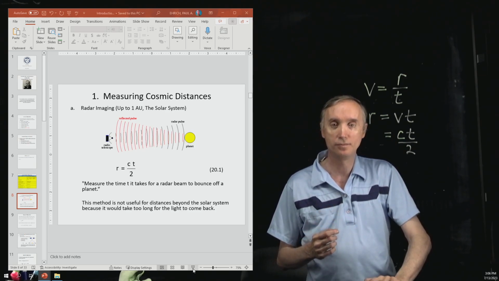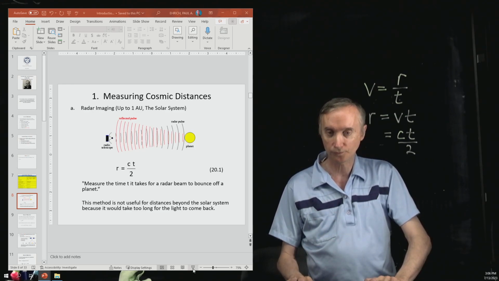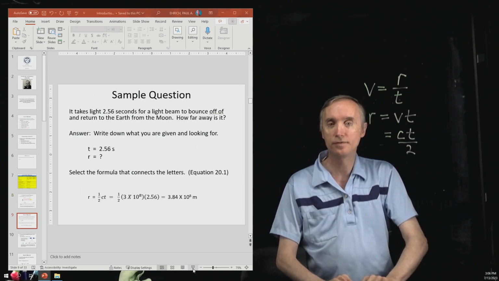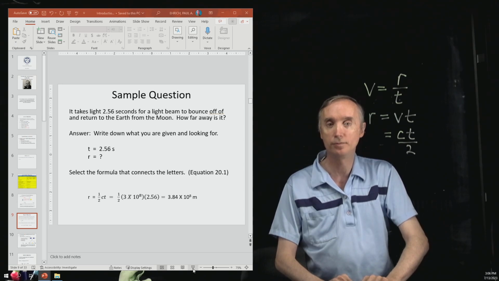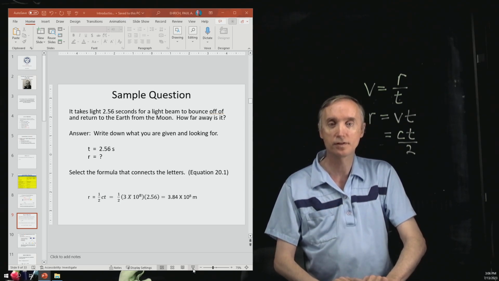Let's say that we want to measure the distance from the Earth to the Moon. It takes 2.56 seconds for a light beam to bounce off and return to the Earth from the Moon. How far away is the Moon? We're going to write down what we're given and what we're looking for. We were given the total amount of time, 2.56 seconds, and we're looking for the distance.